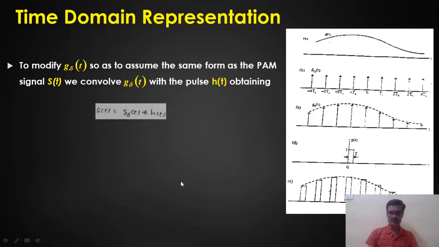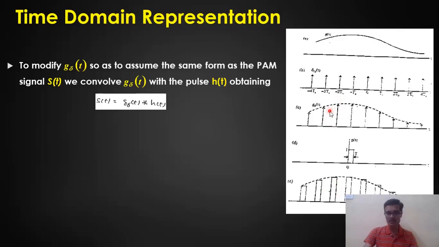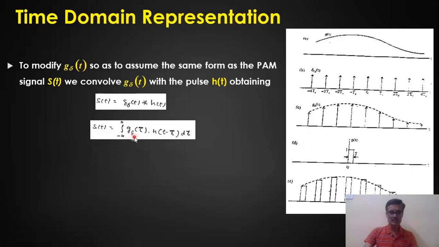Now, coming to the derivation part. As I told earlier, s of t is the flat top sampled signal, which is nothing but the convolution of these two. Now, what is s of t? s of t is in the form of an integration. If I consider the convolution integral, this equation can be written as the integral of g delta of t times h of t minus tau, d tau.